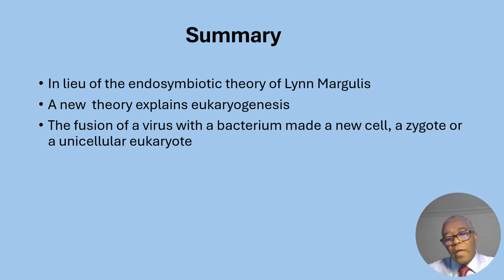In summary, in lieu of the endosymbiotic theory of Lynn Margulis, we're coming with a new theory to explain eukaryogenesis, which is the bilateral descent theory. Eukaryotes came from two different structures, a virus and a bacterium, that fused together to form a new cell: a seed for plants, a zygote for animals, a unicellular structure for unicellular eukaryotes. So the fusion of a virus with a bacterium made a new zygote or unicellular organism. This is how we're proposing the origin of eukaryotes.